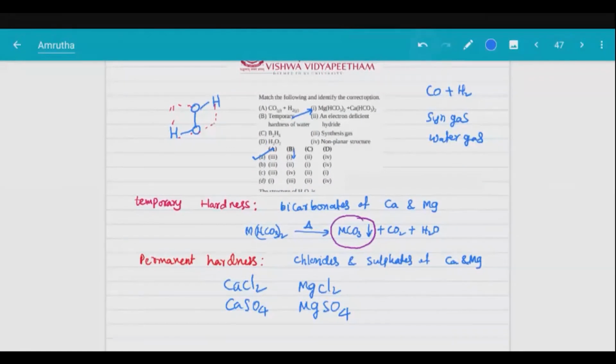Fine, but Ganesh, we have discussed a very important concept in detail. We can use different methods like Calgon's method, ion exchange resin. Okay, sure. We'll send this PDF.